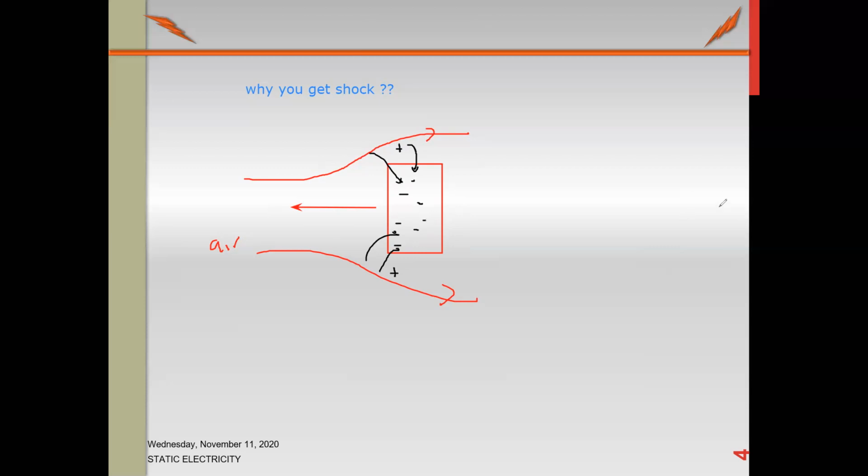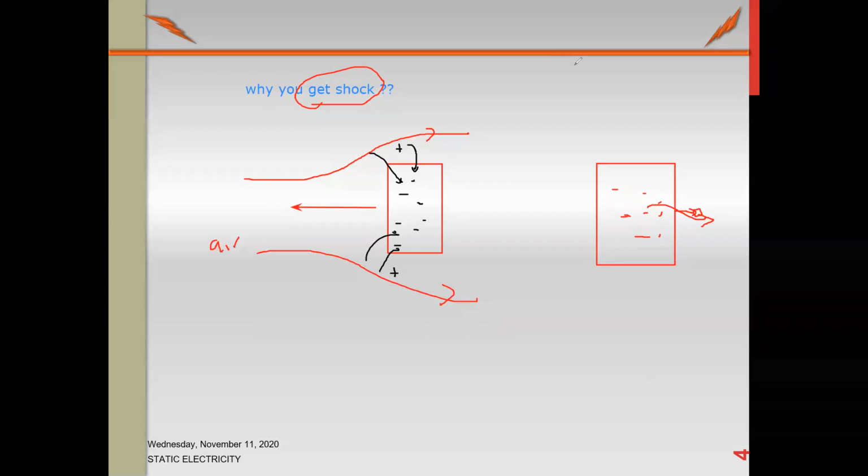Now the person has a negative charge. So when you touch a metallic object, for example a doorknob, the moment you touch the metal object, these electrons transfer to the metal. When these electrons transfer, they produce a spark and you get an electric shock. So a human body also gets charged due to air friction. Why does touching a metallic object give you an electric shock? Because metals are conductors, they allow the charge to pass through them. So the moment you touch any metallic object, you get an electric shock.